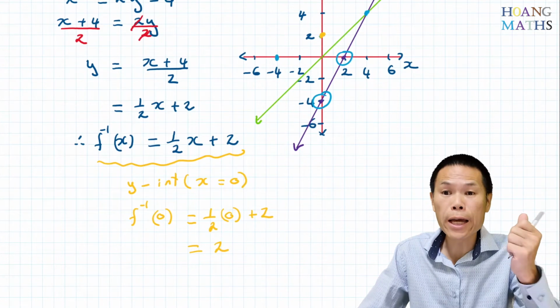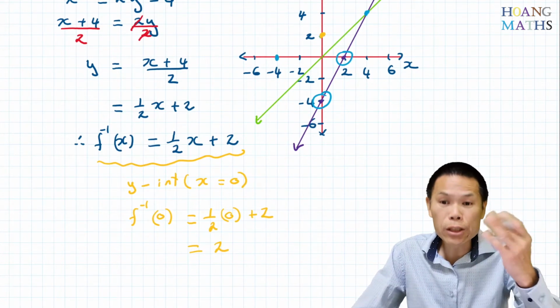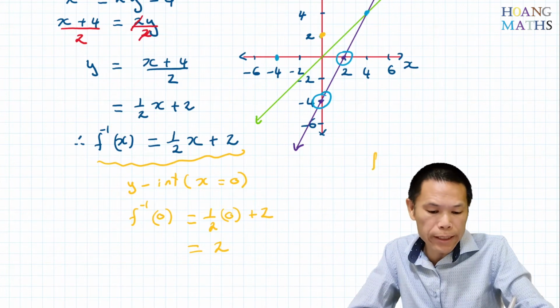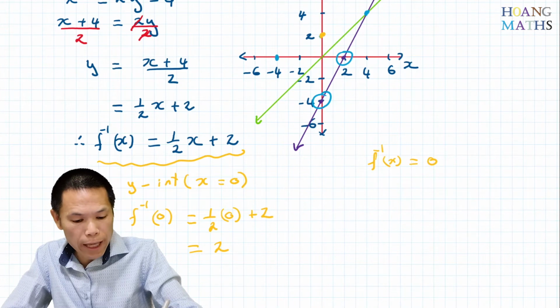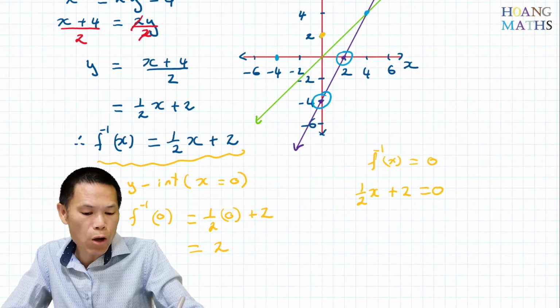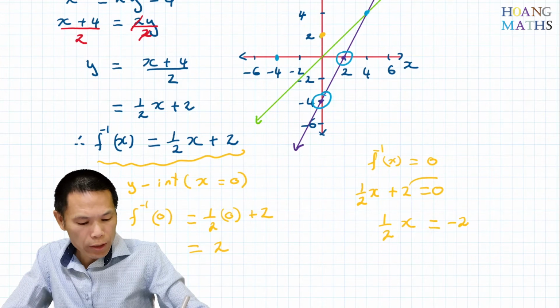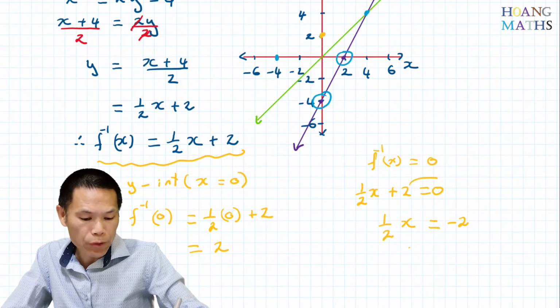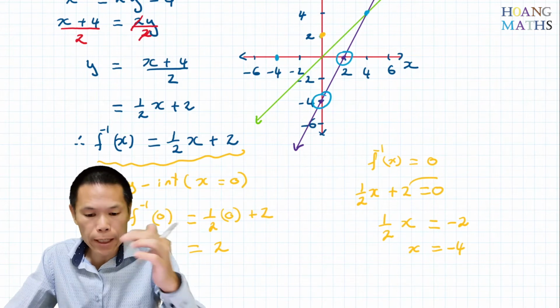And we need to find the x-intercept. So the x-intercept is when y is equal to 0. In this case, y is the inverse of x, yeah, equals 0. So this means that a half of x plus 2 is equal to 0. We move this on this side. A half of x is equal to negative 2. So we times 2 on both sides. So x is negative 4. So therefore, the x-intercept is negative 4.